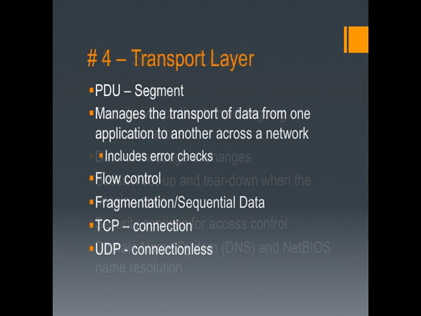Layer number 4 is the transport layer. Its PDU at this point is segment. The transport layer manages the transport of data from one application to another across the network. It includes error checks, flow control, fragmentation, and sequential data. The components working at this point are TCP and UDP.